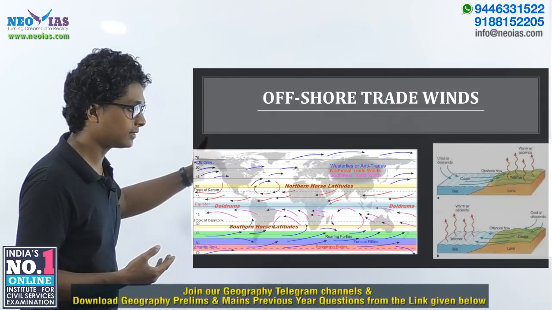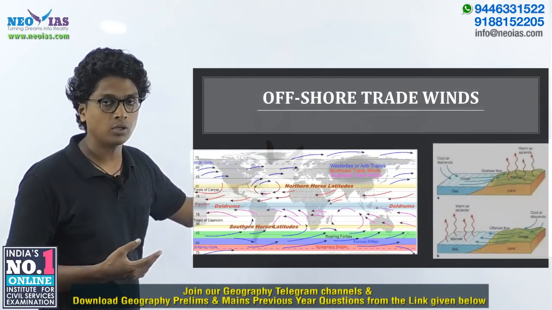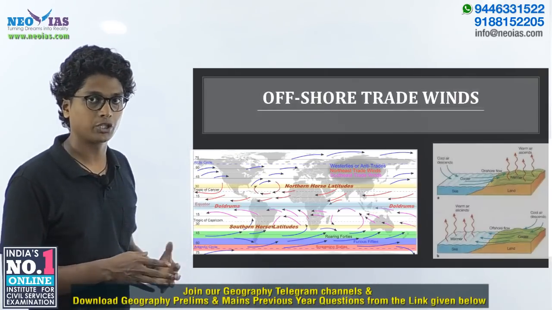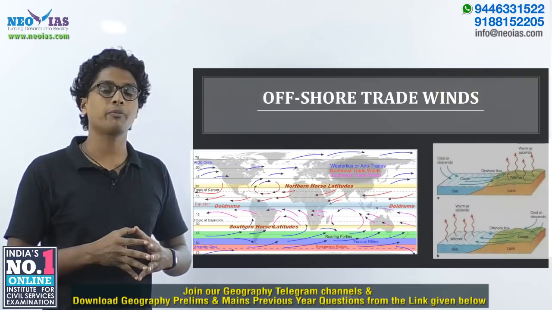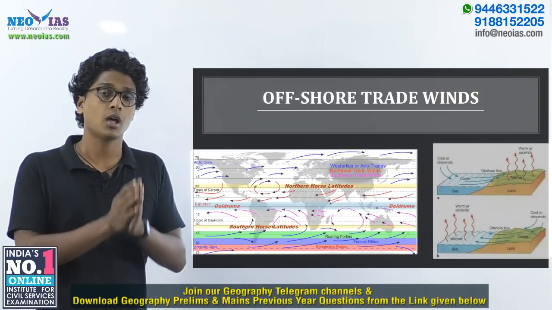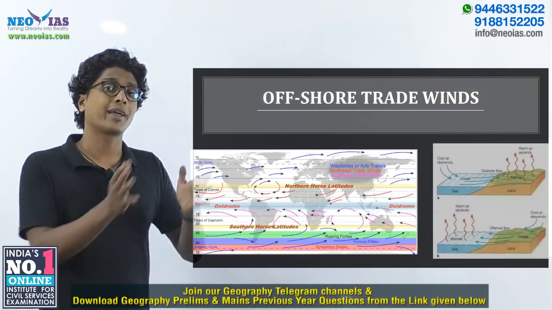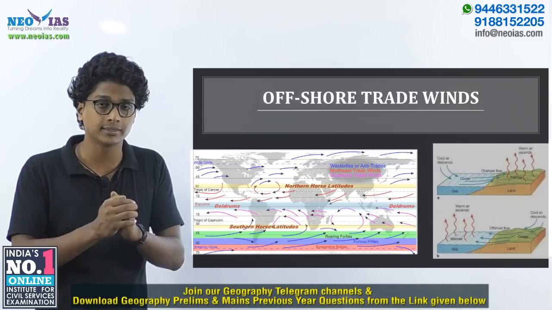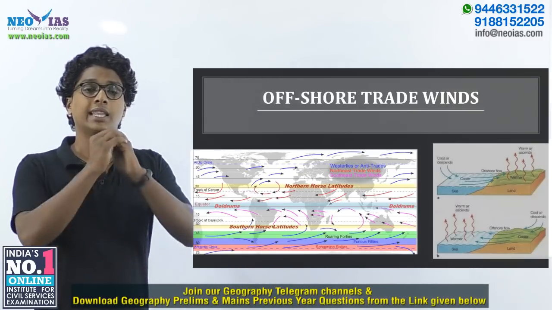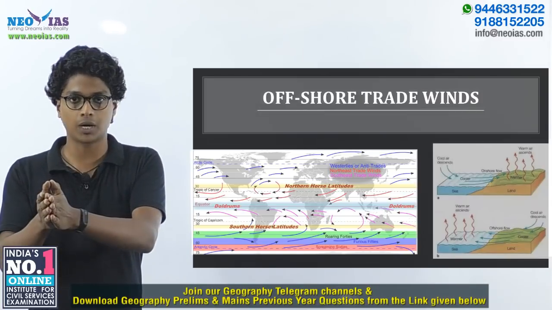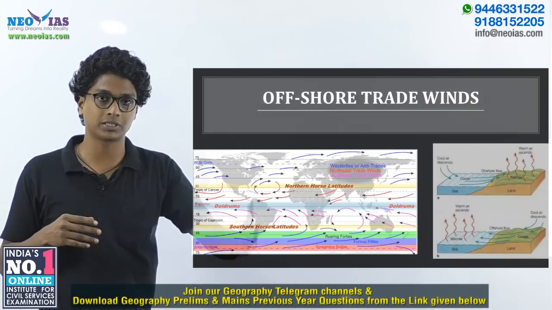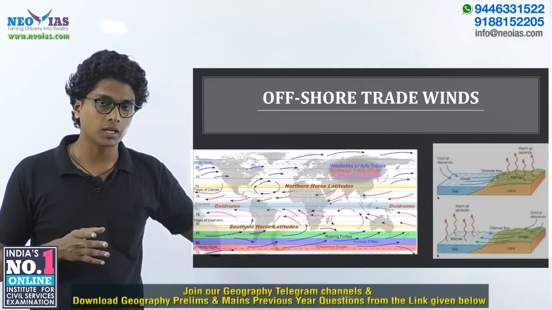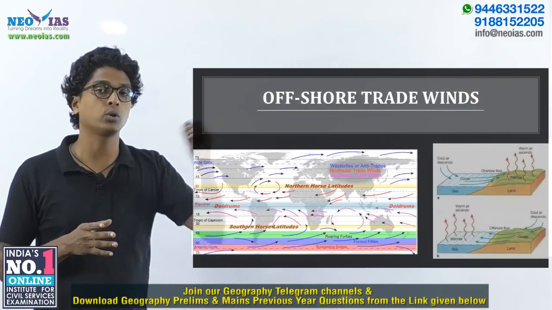So in these regions, the offshore nature of the trade winds is actually discouraging the precipitation. In the distribution of major hot deserts, we have seen that most of these deserts are located along the western margins, not on the eastern margins. The reason is that the trade winds are onshore in the eastern margins, meaning that they will give more precipitation in the eastern margins. But when it comes to the western margins, the trade winds are offshore in nature.